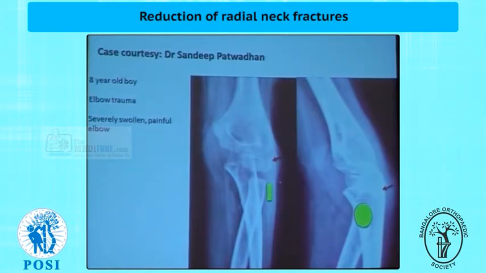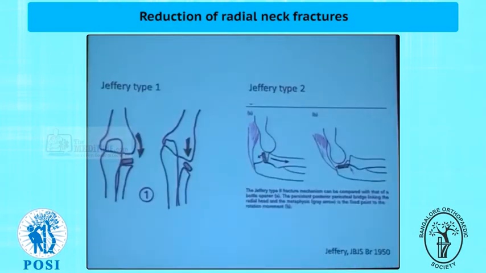So here is where you have to understand that there is something known as the Jeffrey's classification. The Jeffrey's type 1 is the fracture which we see much more commonly, which is due to a valgus stress to an extended elbow, and here the displacement of the radial head fragment is lateral. It just lies adjacent to the proximal radial metaphysis.